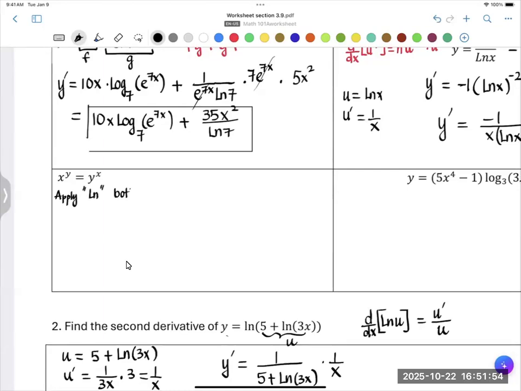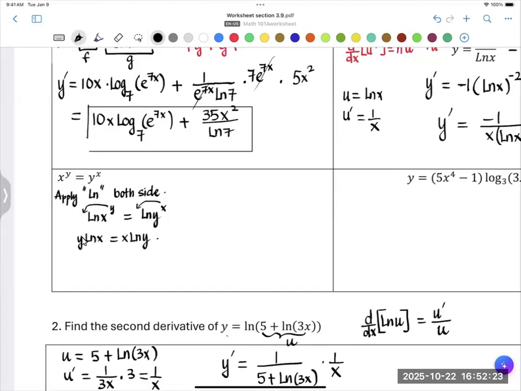Okay, so when we apply ln to both sides, we have ln of x to the power y equal ln of y to the power x. And at that point, we can bring down the y and the x on the right-hand side. Then we will have y times ln x equal x times ln y.